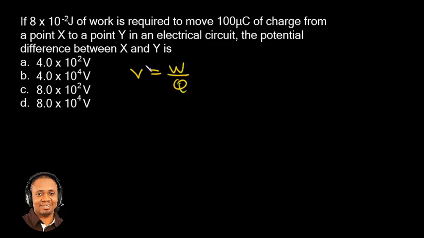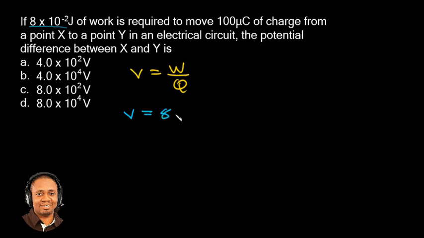V here is the potential difference in volts, while W is the work done or energy transferred in joules, while Q is the charge in coulombs, C. Okay, so let us try to input the values as given in the question. V, which is the potential difference in volts, is exactly what we're looking for. That is unknown. While W, the work done as given in the question, is this.